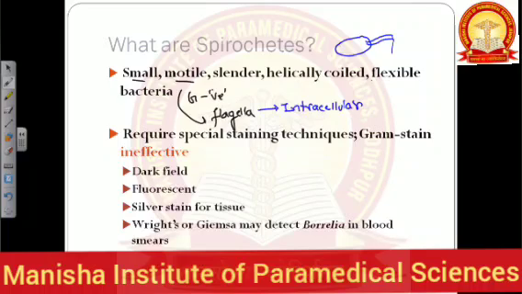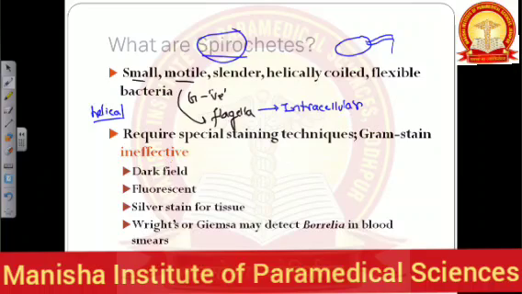And they are flexible in nature. They have a screw-like structure of their body. They are helical or spiral in structure. That's why they are called spirochetes, because they have a spiral structure in their body. And they require a very special kind of staining.